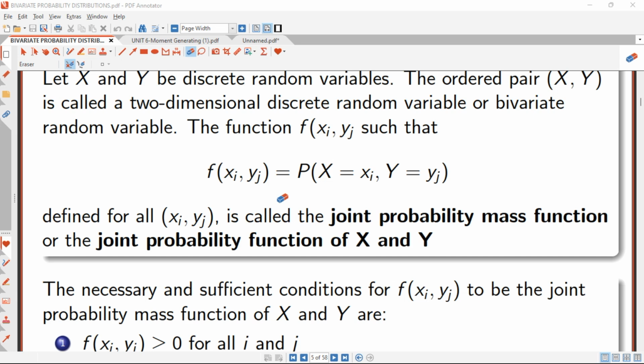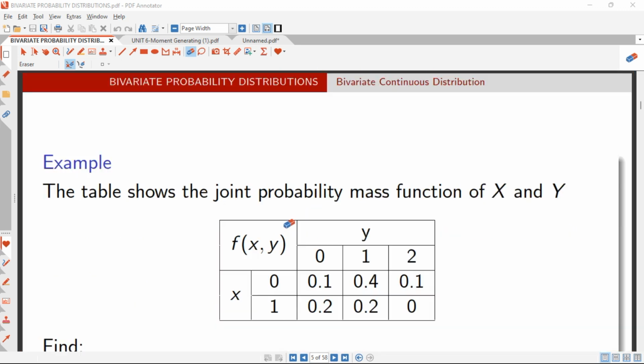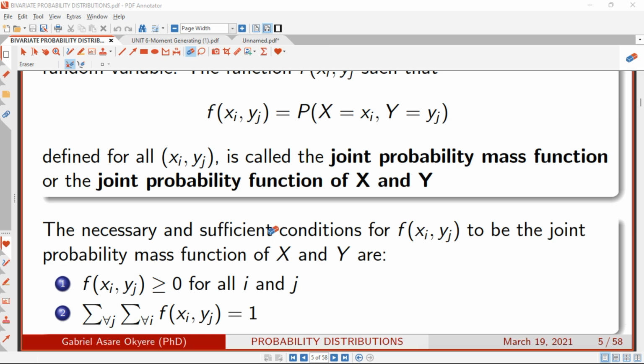So for this function to qualify to become a joint probability mass function, there are some necessary and sufficient conditions that it must achieve. Before we discuss this, I want us to remind ourselves of the univariate case, where we have just one random variable x. For it to be a discrete random variable, first we say that f of x must be greater than or equal to 0, and then the summation of f of x must be equal to 1.